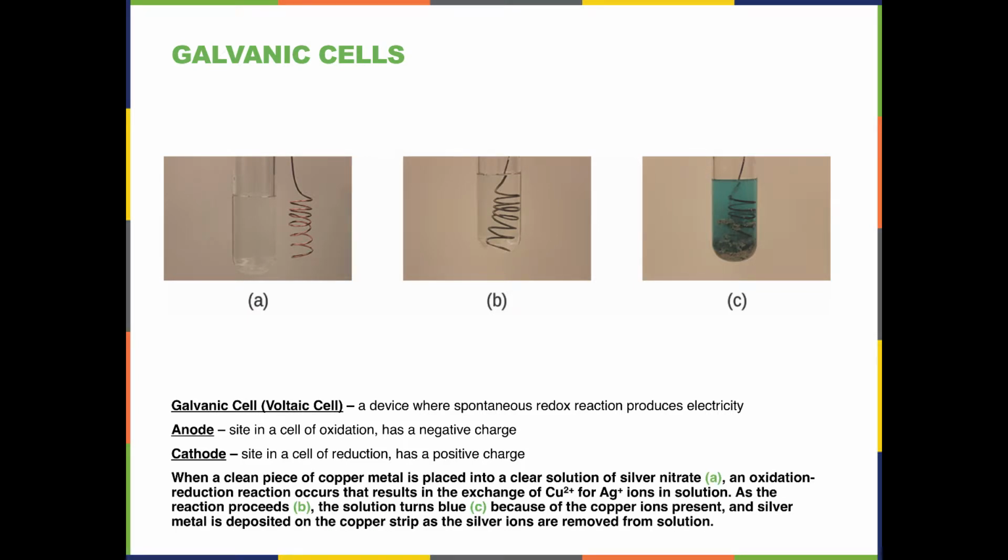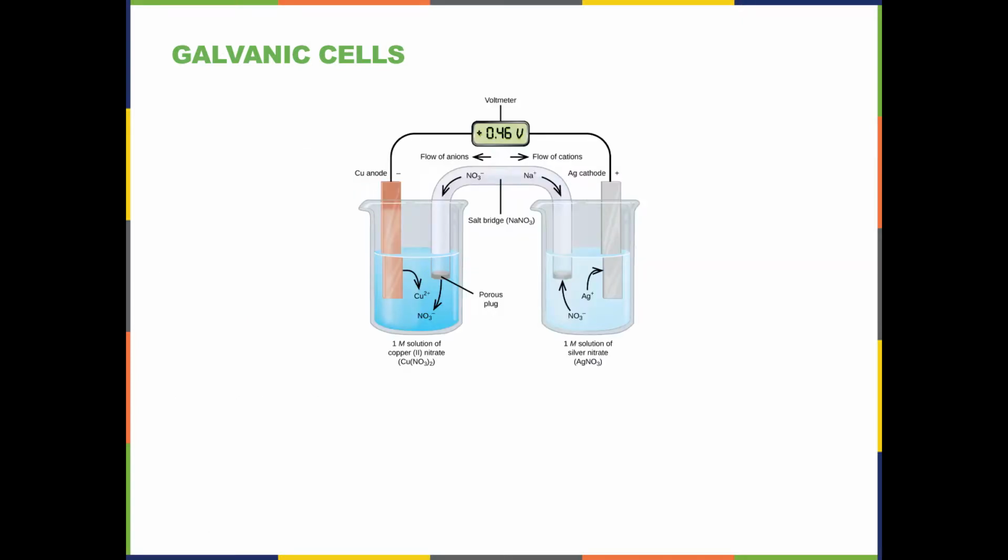When you put a clean piece of copper wire into a clear solution of silver nitrate, an oxidation-reduction reaction begins to occur. When this happens, there's an exchange of copper ions for silver ions in the solution. As the reaction proceeds, the solution turns blue because the copper ion is present, and the silver metal is deposited on the copper wire that's placed in the solution.